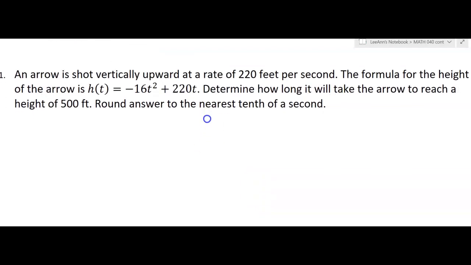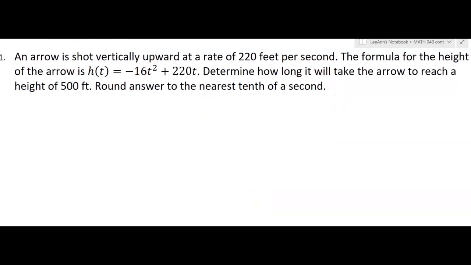Okay, so this is the arrow problem. An arrow is shot vertically upward at a rate of 220 feet per second. The formula for the height of the arrow is, and then we have this quadratic equation here. Determine how long it will take the arrow to reach a height of 500 feet. So this is the h. We're trying to find t.